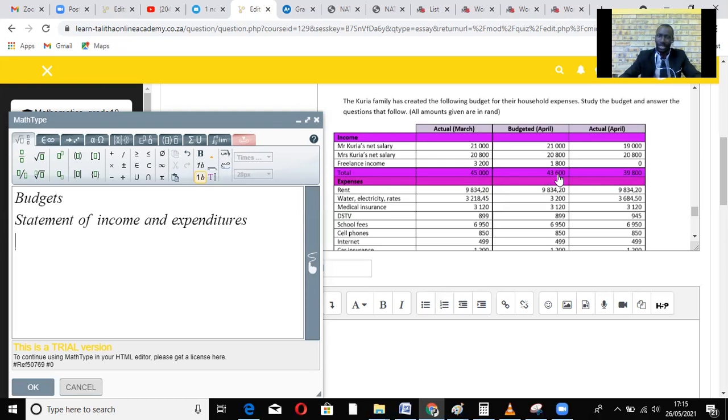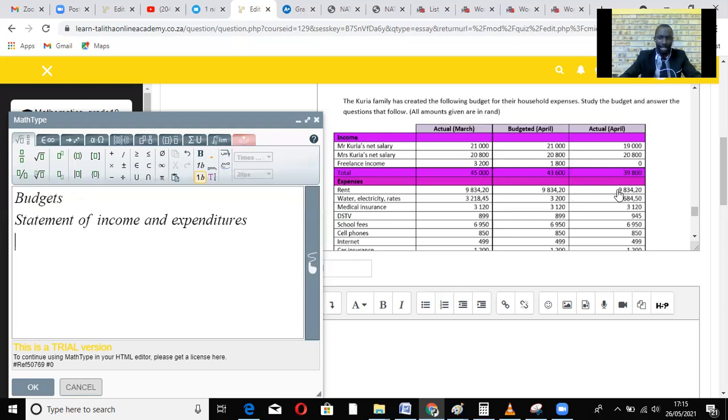then 43,600 budgeted, and this time we actually get 39,800. Now for expenses, there was rent. Rent cost 9,834.20. That was the rent for March. Then the rent that was budgeted in April was 9,834.20.